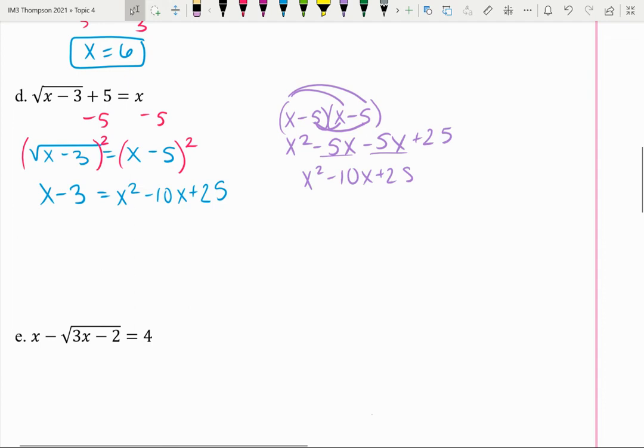Oh, now we're left to the quadratic equation. More opportunities to practice some previous skills. When I have a quadratic equation, I always want to isolate and solve for 0. So I'll subtract. I'm going to move the x minus 3 to the other side. So minus x, here's my like term, plus 3, here's my like term.